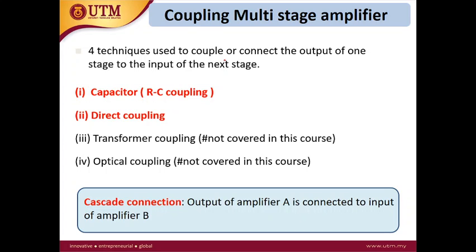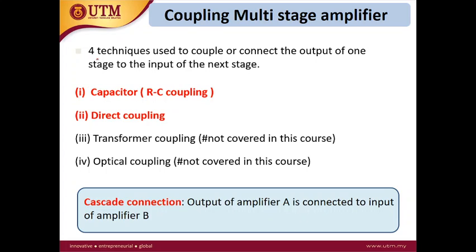Okay, so we also discussed or described what the cascade is. A cascade connection means that the output of amplifier A is connected to the input of amplifier B, and this amplifier B is the next stage of that whole system. Okay. So this slide shows how the cascade connection can be made.